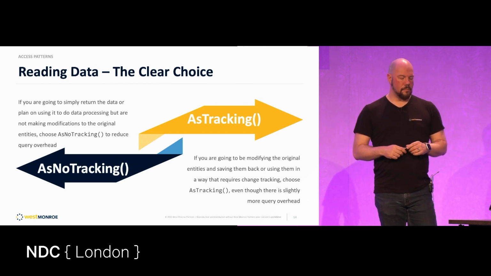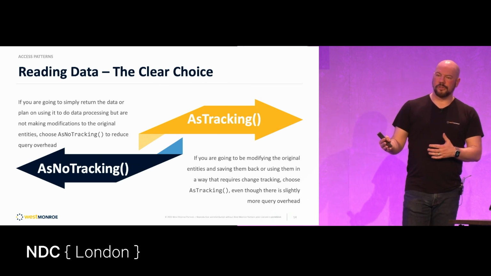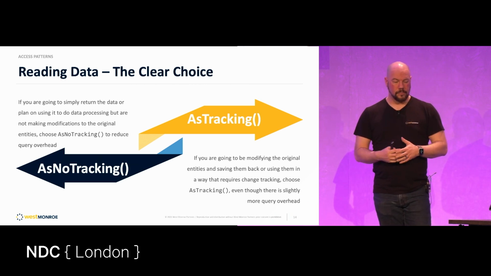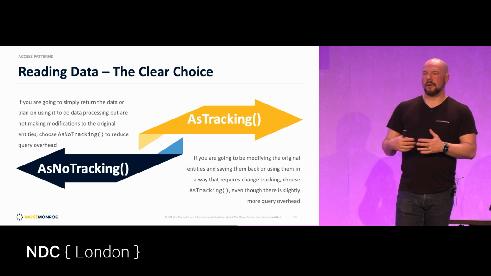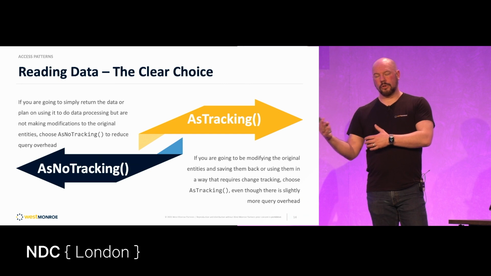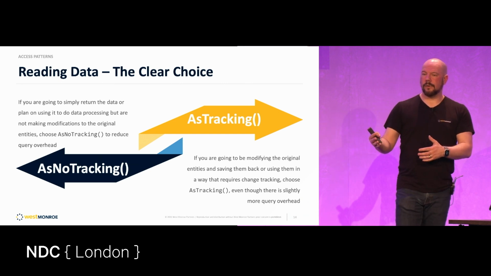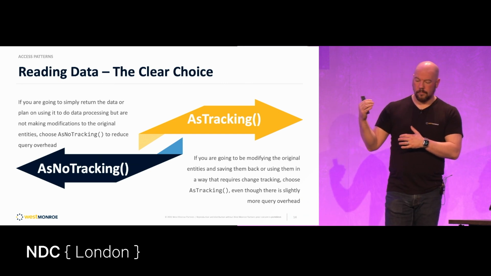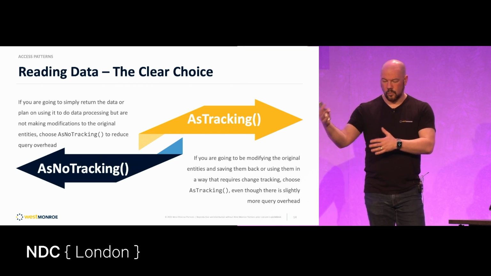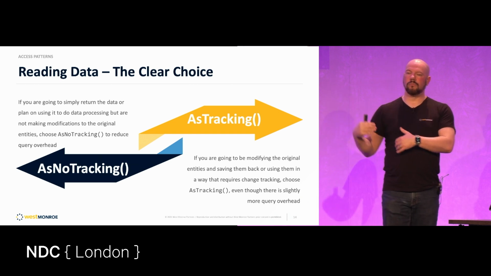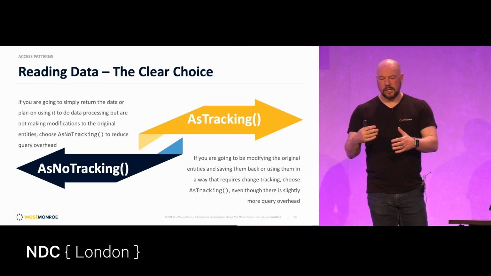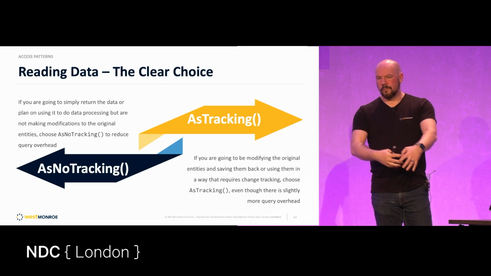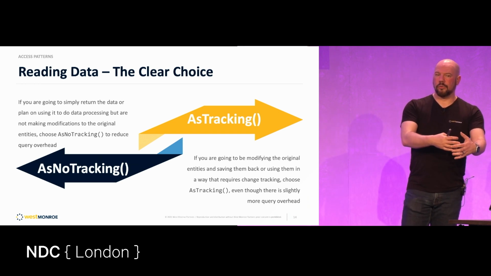But if you're going to be modifying the original entities and saving them back, then you should use as tracking. Now, most of us, when we're building APIs, have discrete read and update or delete or create endpoints. You're very rarely pulling stuff and putting it back in, in a simple case.